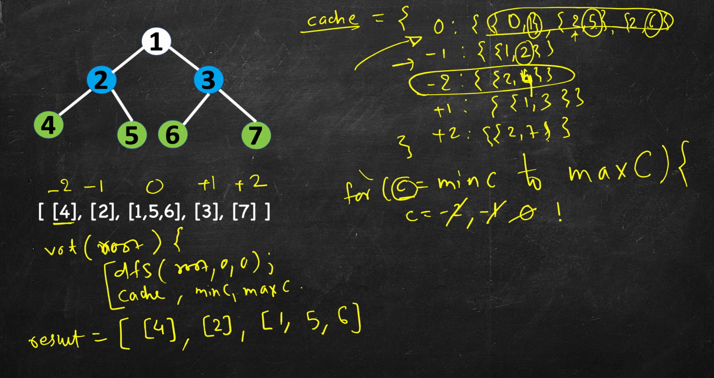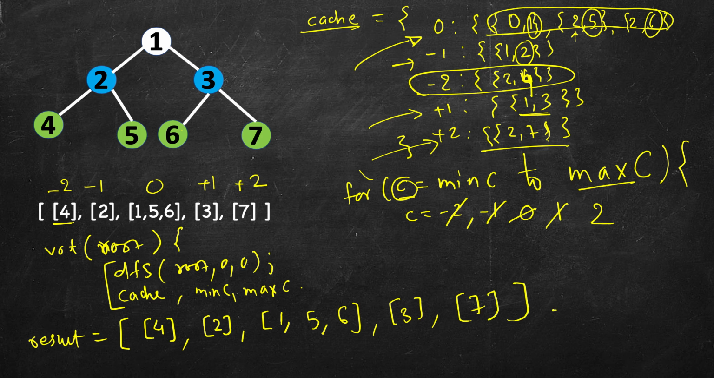Then column number 1. So we come here. It's 1, 3, just one element, nothing to sort. Then C becomes 2. Max C is 2. And we come here. 2, 7, nothing to sort. And we return this. This is our final result. So hope this is clear.